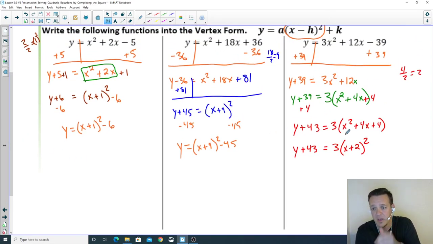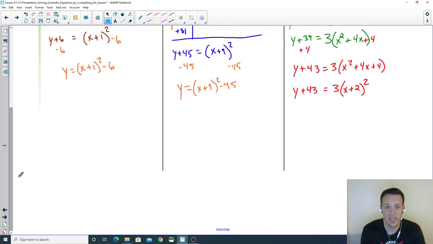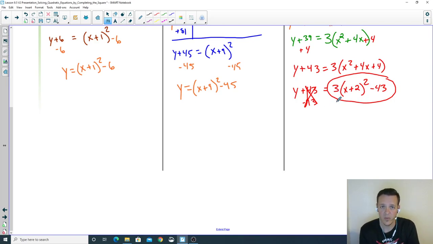If you look at the top here, now we have our a value. In these ones, the a value was 1, but here my a value is 3. And now you simply subtract 43 from both sides to make it simple. And I'm just going to do that right here. And there is our vertex form of the equation, because this would subtract 43 here. It cancels out, and we're done. That's your answer. That's your vertex form.